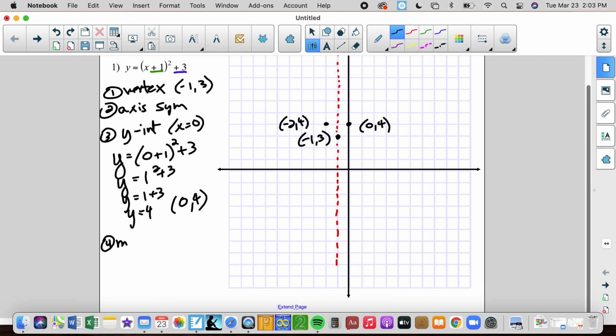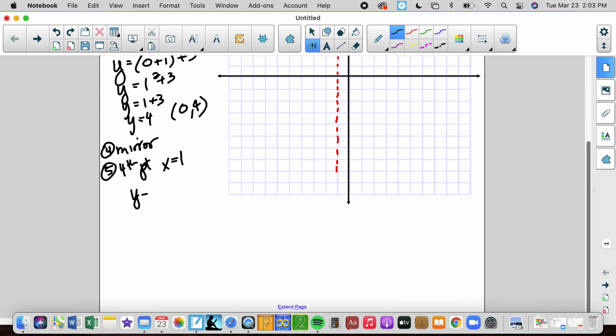4 is mirror the y-intercept. 5 is going to be 4th point. So pick an x. We have used 0, negative 1, and negative 2. So I'm going to pick x value of 1. We plug it into the equation. Y equals 1 plus 1, quantity squared, plus 3. Y equals 2 squared plus 3. Y equals 4 plus 3. Y equals 7. So I plugged in a 1 for my x, and I got a 7 for my y.